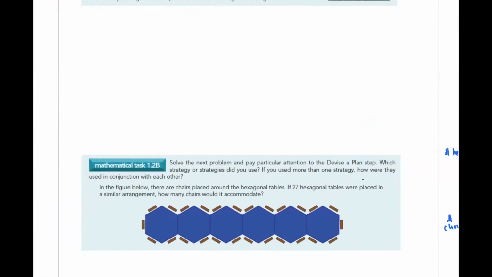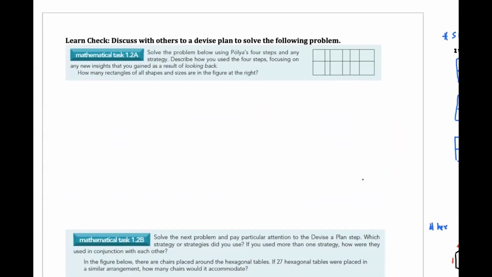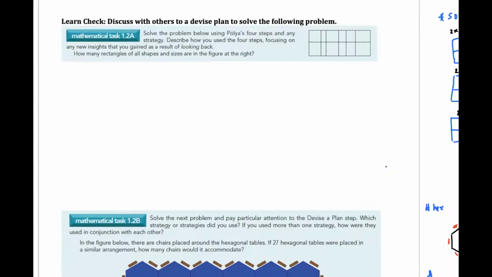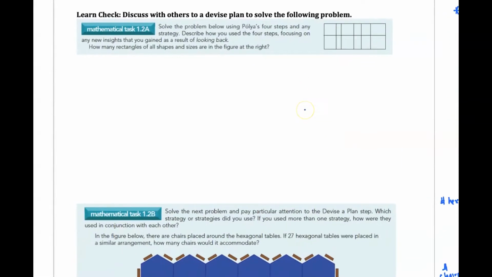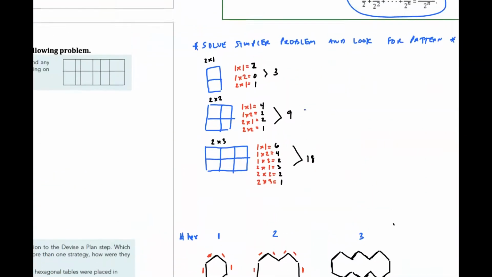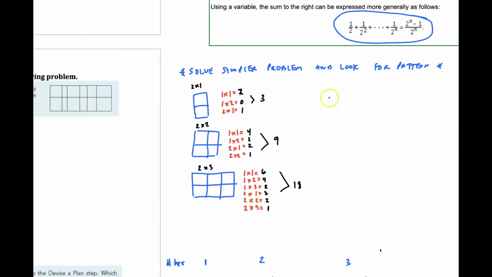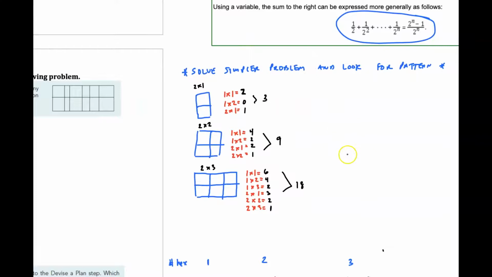And again, like I said, there are some other problems, learn checks, that in class you would work on and spend some time on. They're involved problems. I have some solution here. In this case, I would solve a simpler problem. Again, I'm not too worried at this point about the solution.